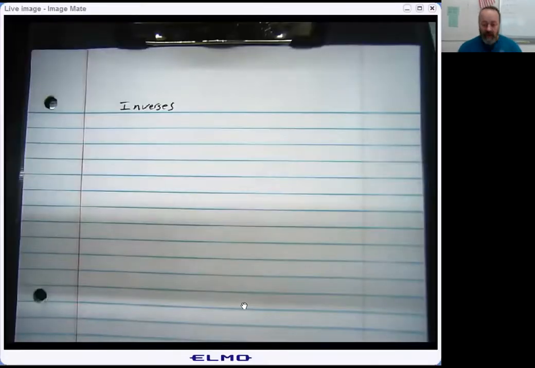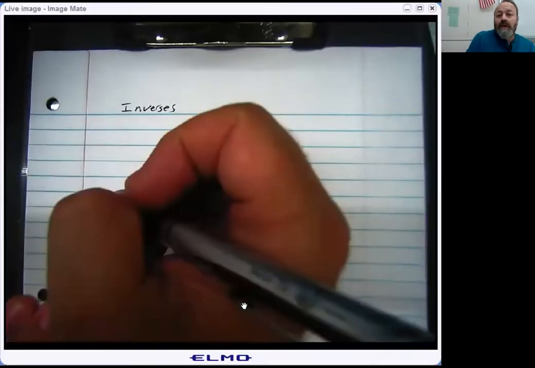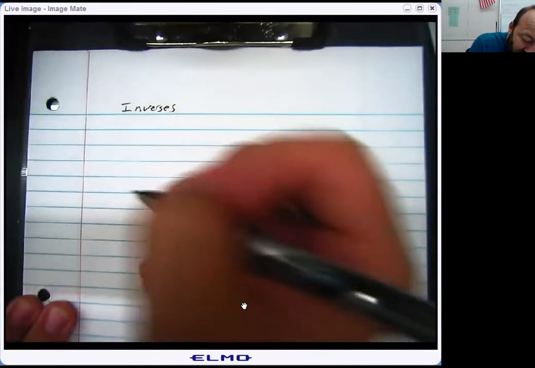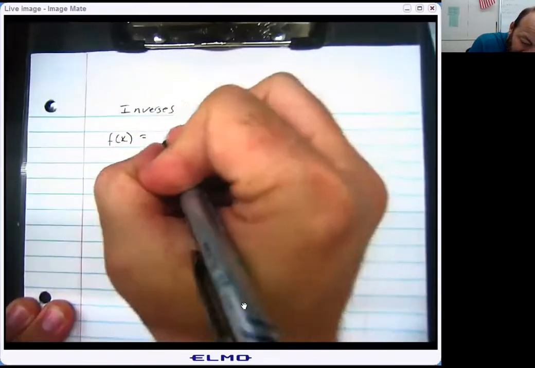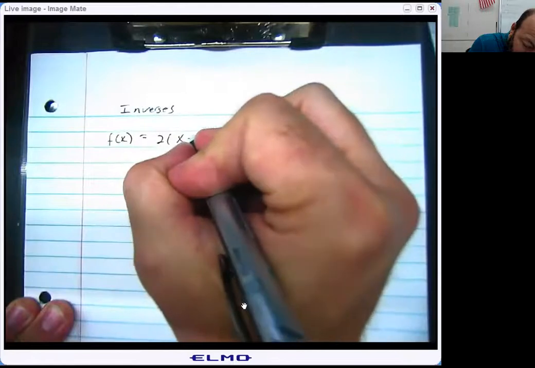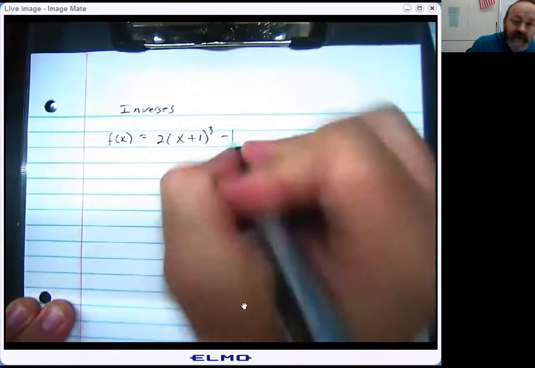It's been a little bit since we did that, so let's just jump right in. In fact, before we do quadratics, let's do it with inverses. So what we did with inverses is, if we had a function, a simple one like this, a nice little cubic, 2x plus 1 cubed minus 1.